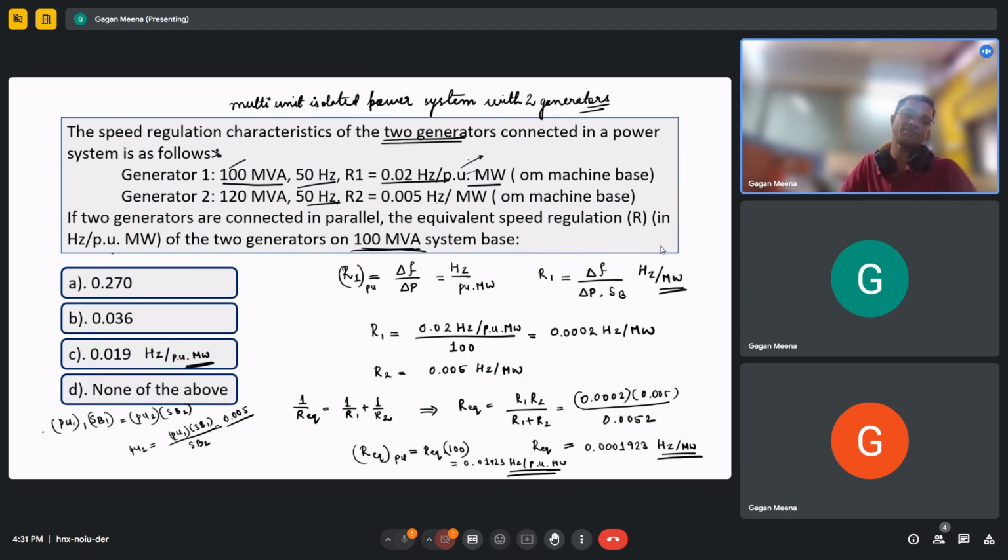Actually, this is valid when we are doing something like this. Let per unit of a value be equal to the actual value divided by its base value. But here what is happening is it is delta f by delta P, and we want to convert this into per unit. So actually this is in the denominator. So per unit here is equal to the actual value into system base. So things will change here.